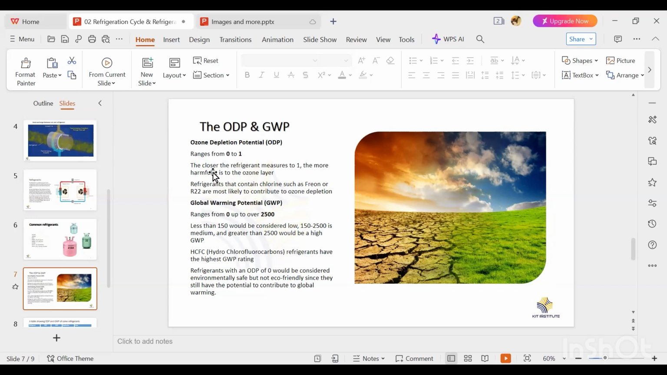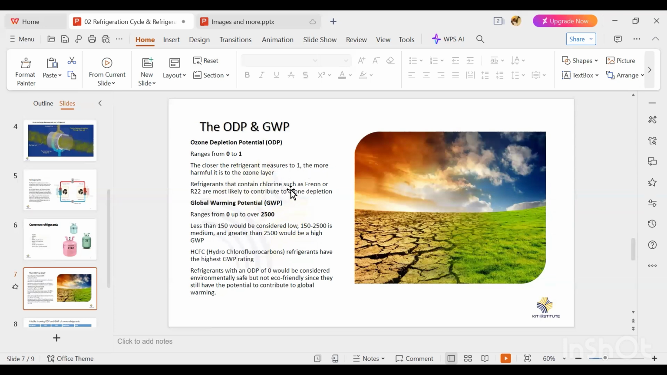This is how scientists graded refrigerants. They graded them, giving them a figure from 0 to 1. So when a refrigerant has a 0 figure, it means that it can't damage the ozone layer. But when it has 1, that means it has a very high potential of damaging the ozone layer. And whatever is in between is also not good. So for as long as the refrigerant has a figure, that indicates it can damage. But if it is 0, that is okay. So the closer the refrigerant measures to 1, the more harmful it is to the ozone layer.